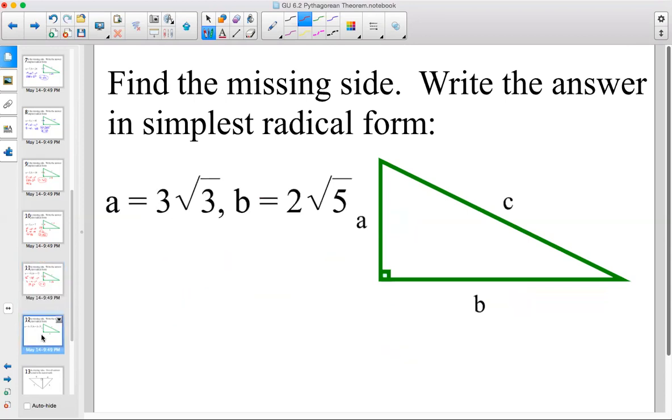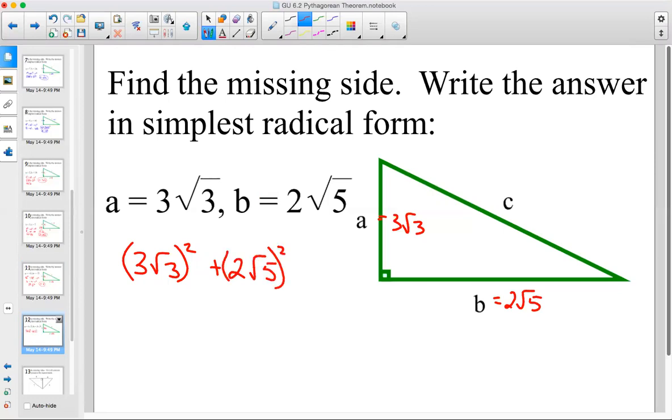If you've got a number times the radical, when you square it, this you need to be careful of. So A equals 3 radical 3. B equals 2 radical 5. So I'll get 3 radical 3 squared. 2 radical 5 squared equals C squared.